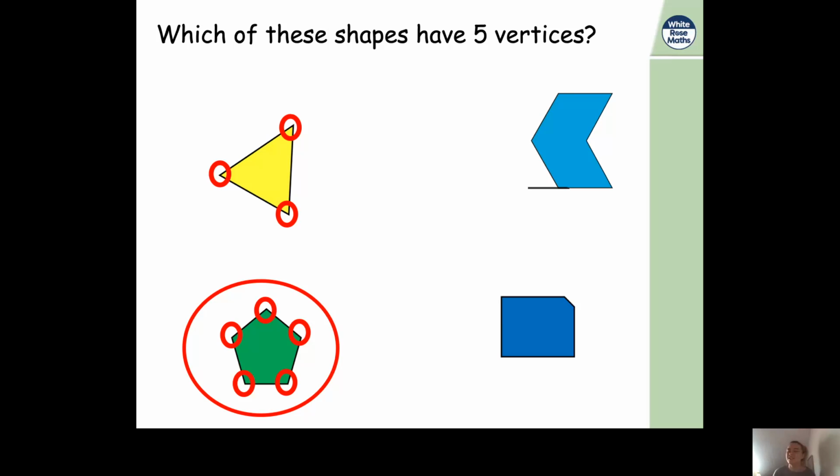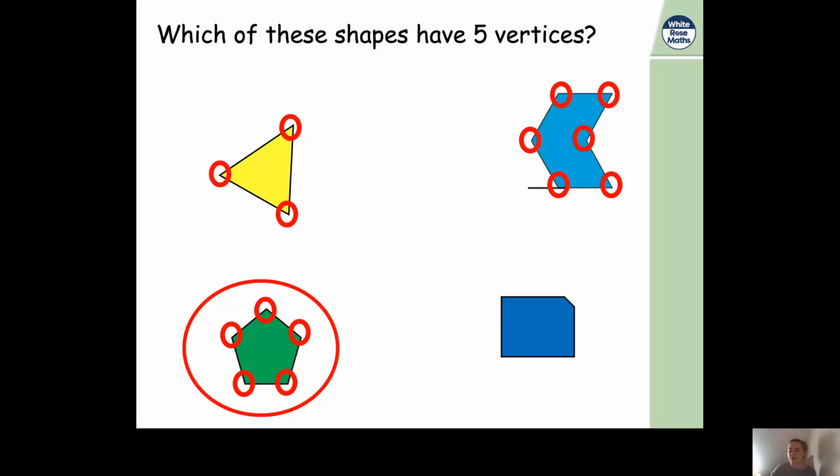Okay, welcome back. So let's go through them together. Well, let's start with the blue shape at the top. So we've got our first vertex there. Then we've got another vertex, and another vertex. So we've got 3 vertices now. I would like you to count with me for the rest of the vertices. So we've got 3, 4, even though it's pointing inwards, 5, and 6. So has this shape got 5 vertices? No, it hasn't. It's got 6. So we can't circle that shape.